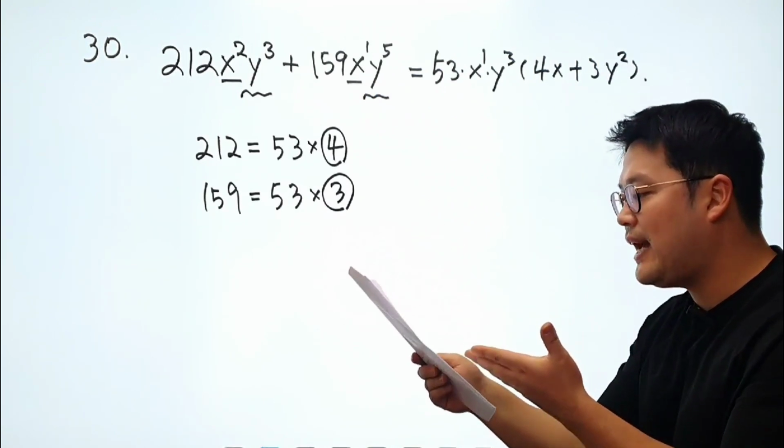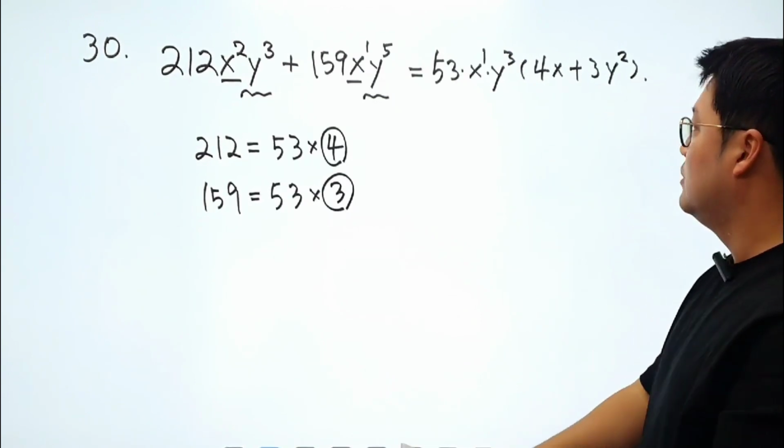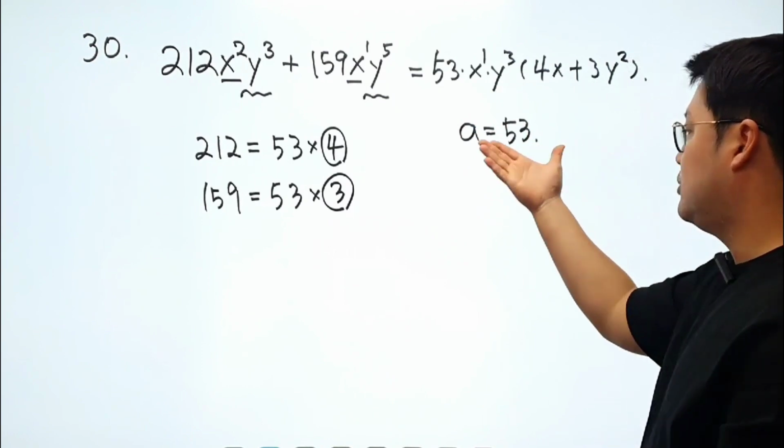So what was the question really asking us? The question was asking us to find the exact value of a. So a is just 53, and that shall be it.